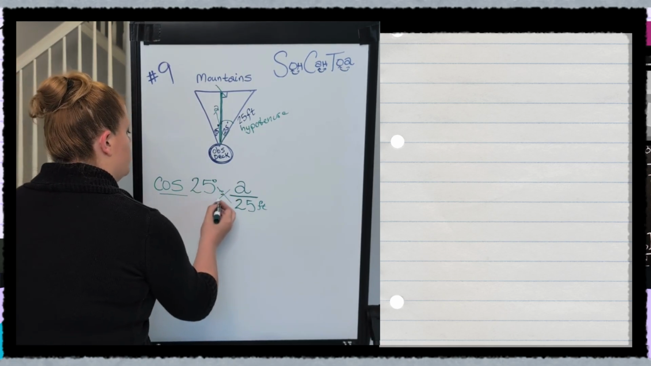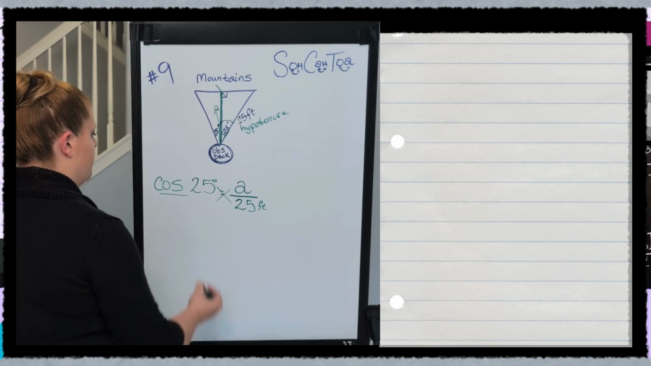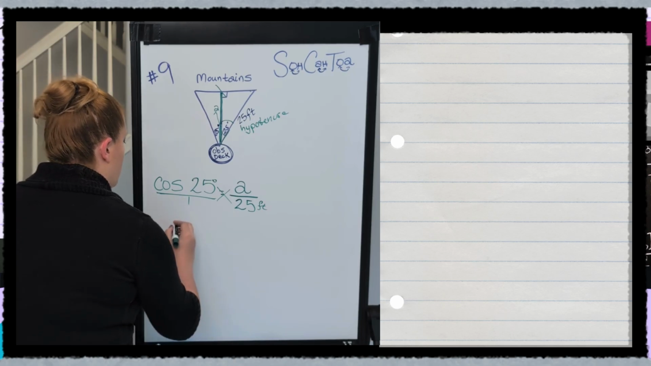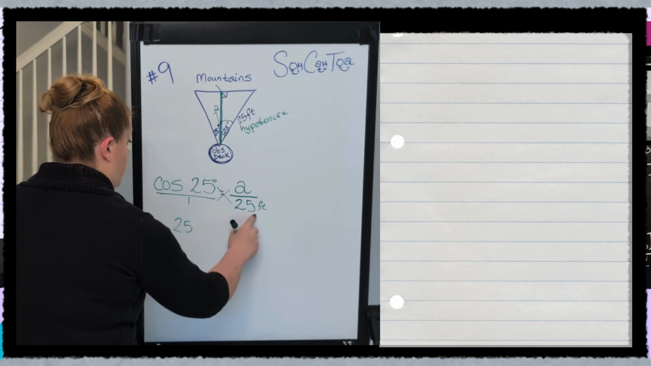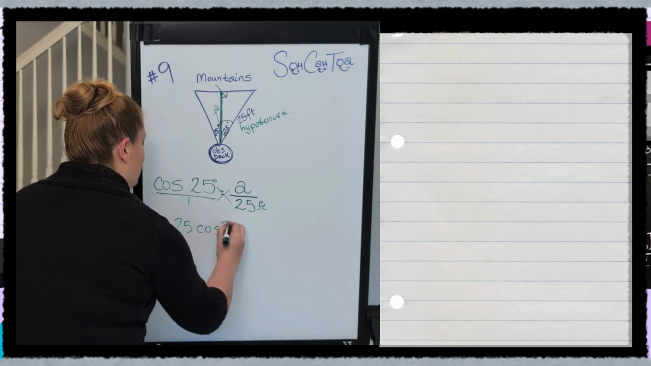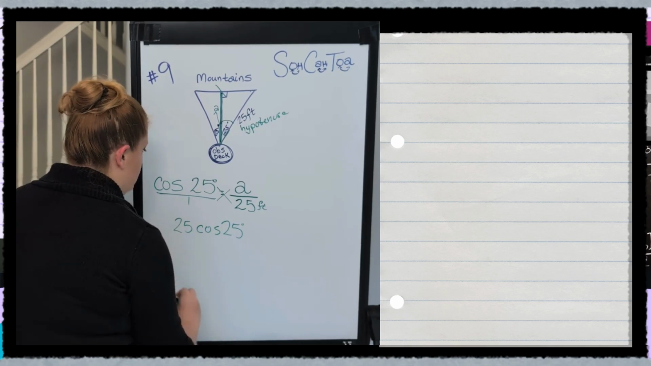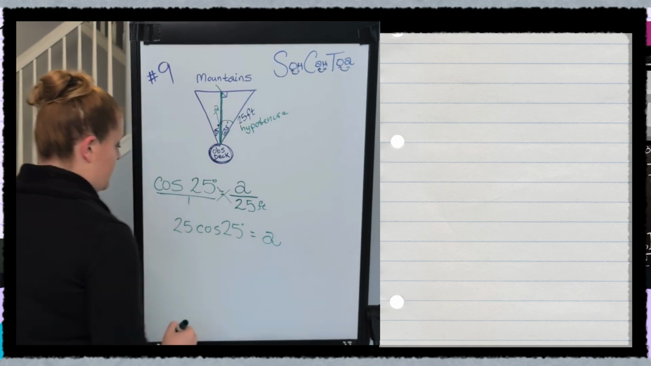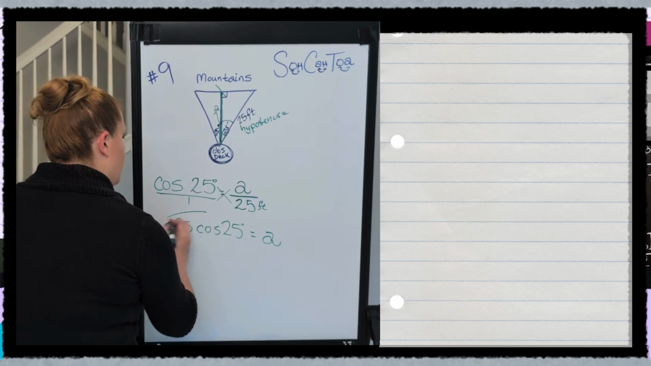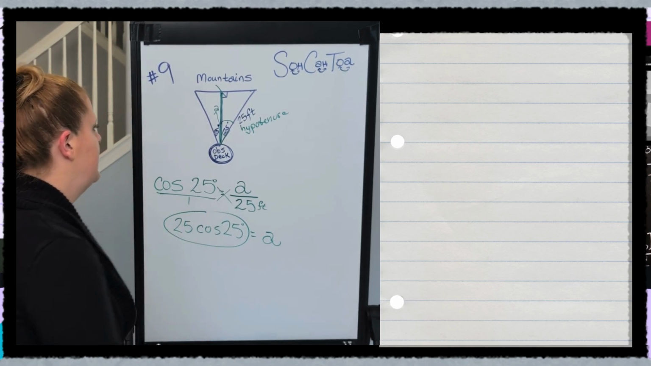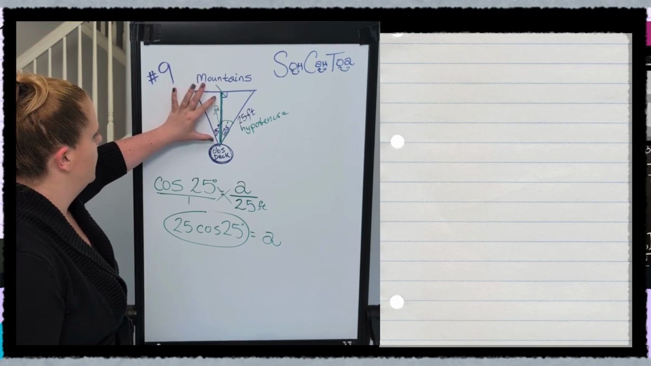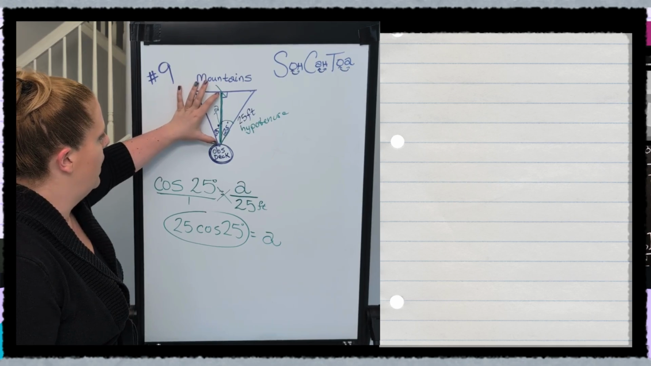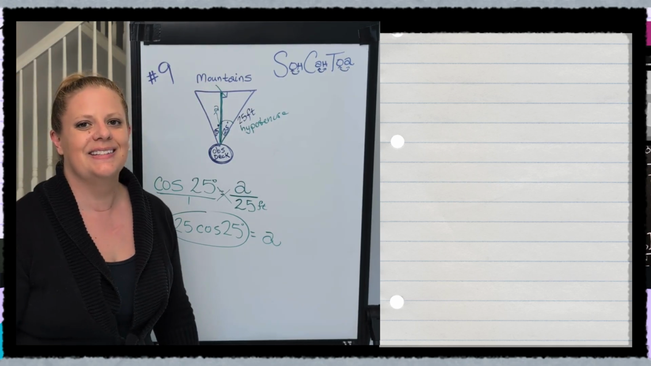We can cross multiply to find what A is. If cosine 25 isn't over anything, we assume it's a 1. So 25 feet times the cosine of 25 degrees is equal to 1 times A, which is just A. That's my answer. That's it. So they are 25 times the cosine of 25 degrees feet away from the mountains.